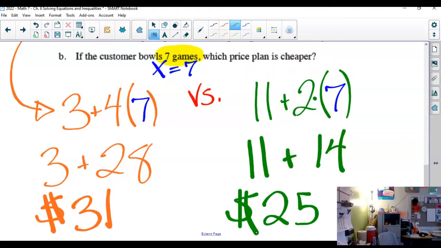Oh, good. I did plan this out correctly. I just don't know if I put it on my smartboard thing right.